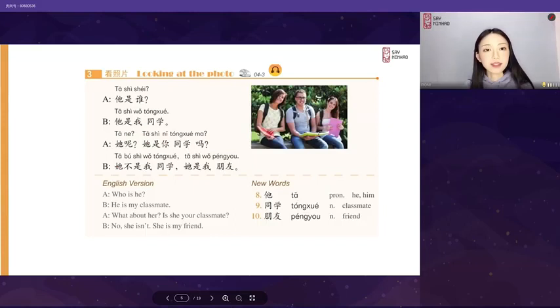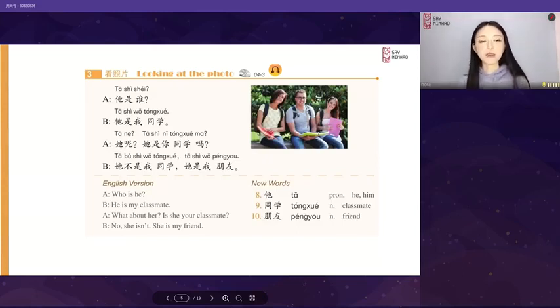3, 2, 1. 她是谁?她是我同学。她呢?她是你同学吗?她不是我同学。她是我朋友. Okay, let's role play.